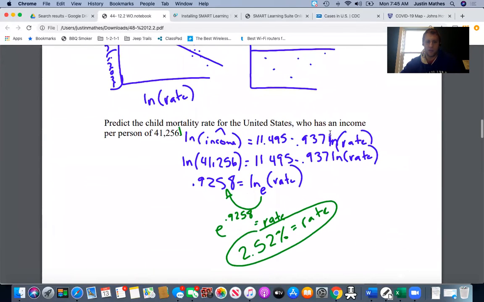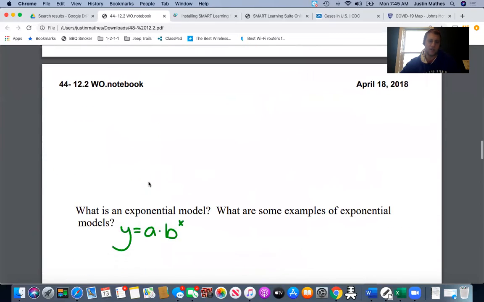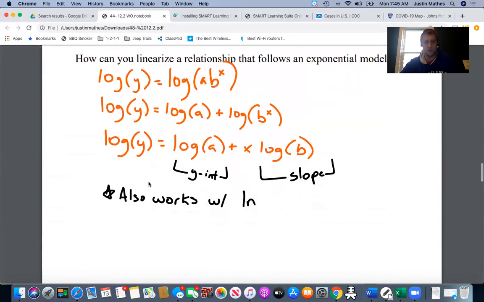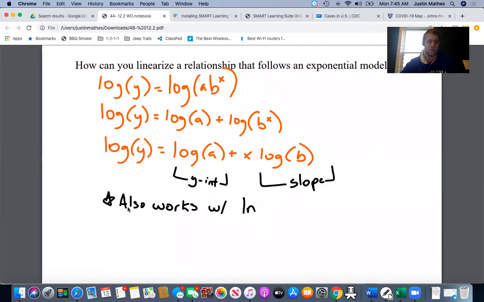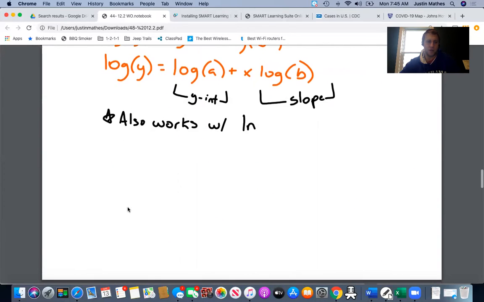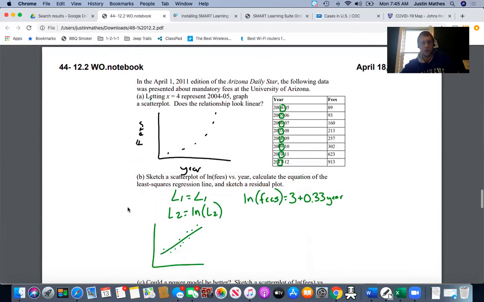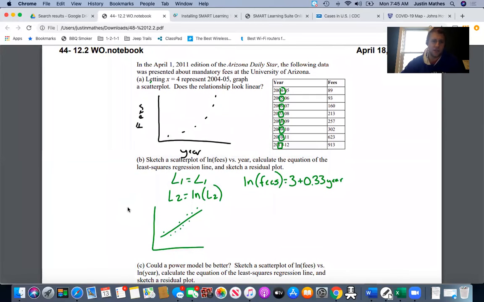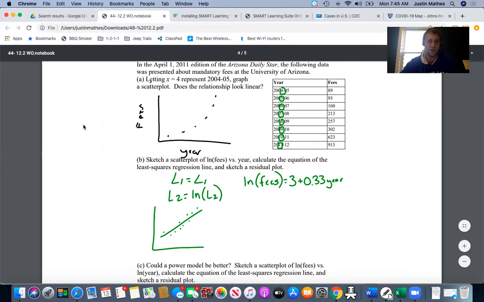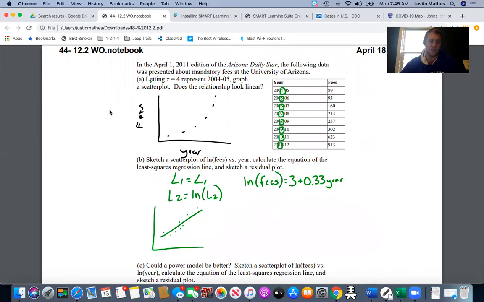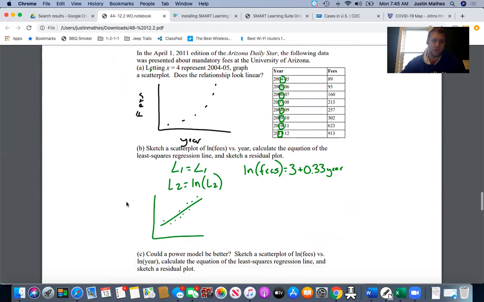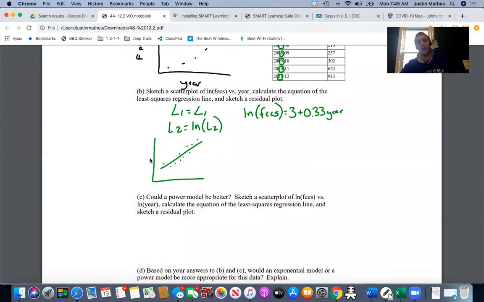So that was a power model where we logged both sides. Now we think about an exponential model. There's our same proof from the other day, and why it works. But we think about an exponential model, and this one also not particularly positive for you guys, but it's talking about mandatory fees for a college, in particular, the University of Arizona. And it's talking about how it's increasing exponentially.